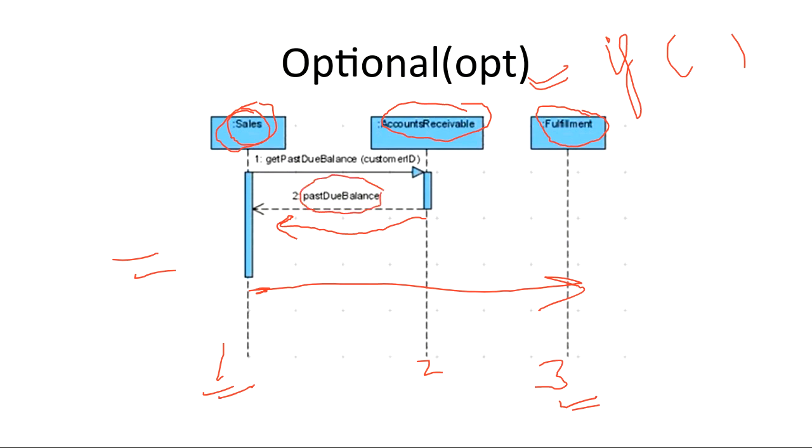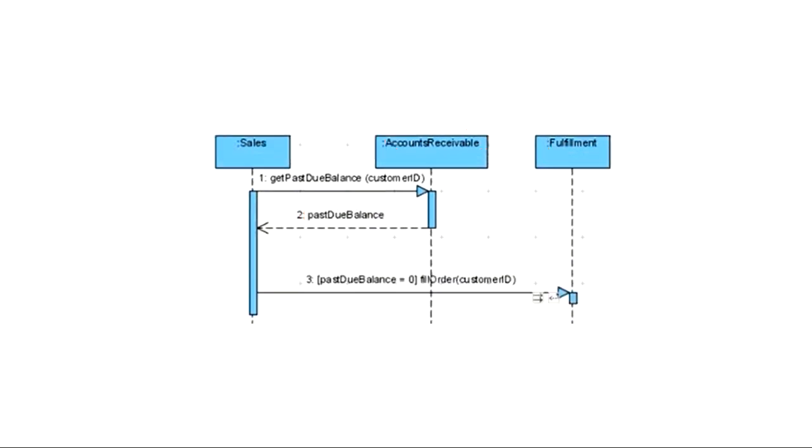So when these interaction frames did not exist, since interaction frames have come from UML 2.x, how could you do it then? You can write the guard condition here only. For example, like this. You can send the message from sales to fulfillment, and you can write the guard condition in square brackets that only if my past due balance is 0, then I will send the message from sales to fulfillment.